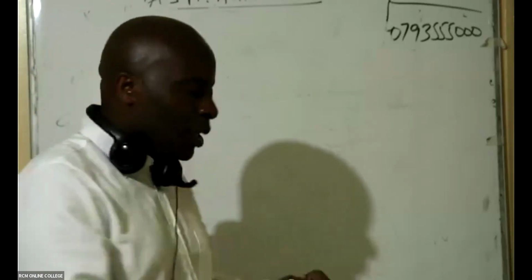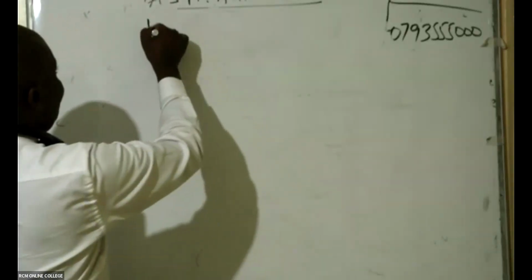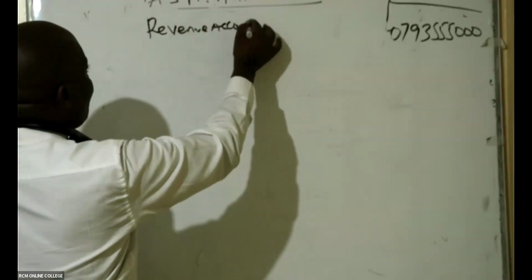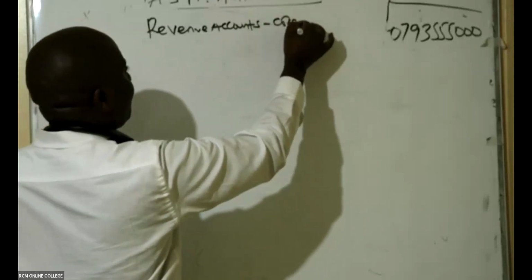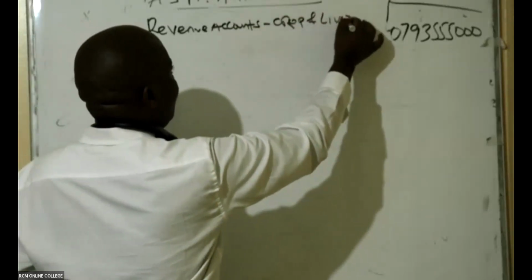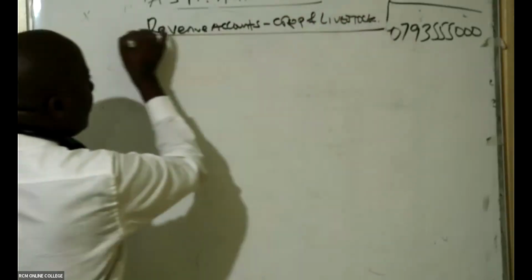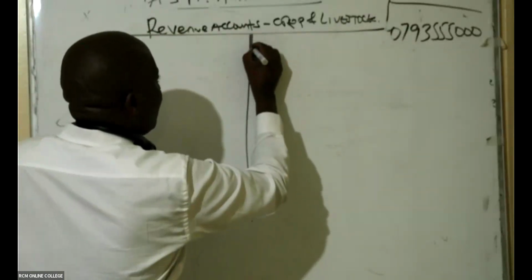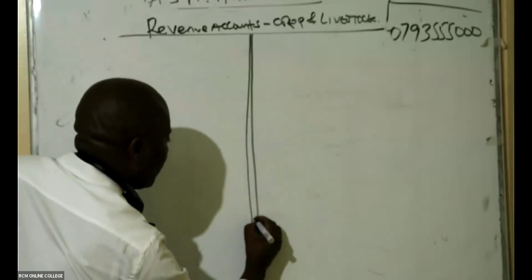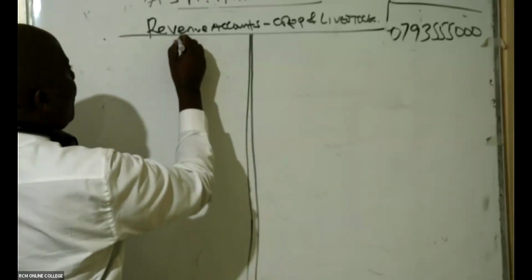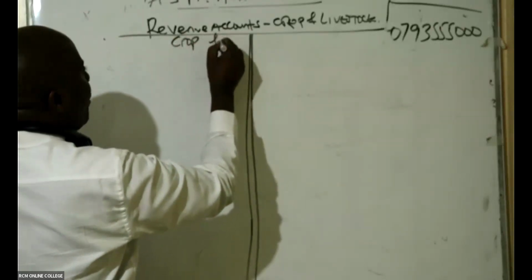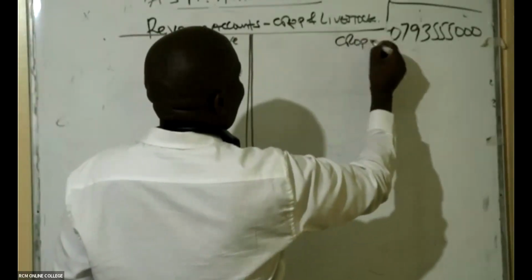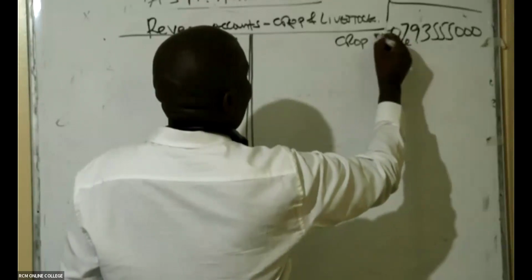So this is what I will do. I will write here: revenue accounts, crop and livestock. So we have here crop, and we have here livestock.